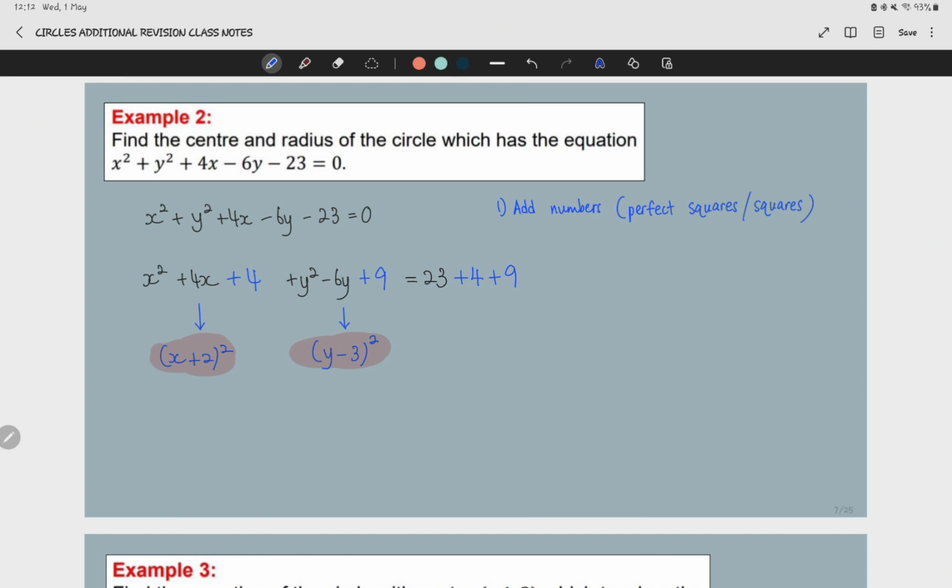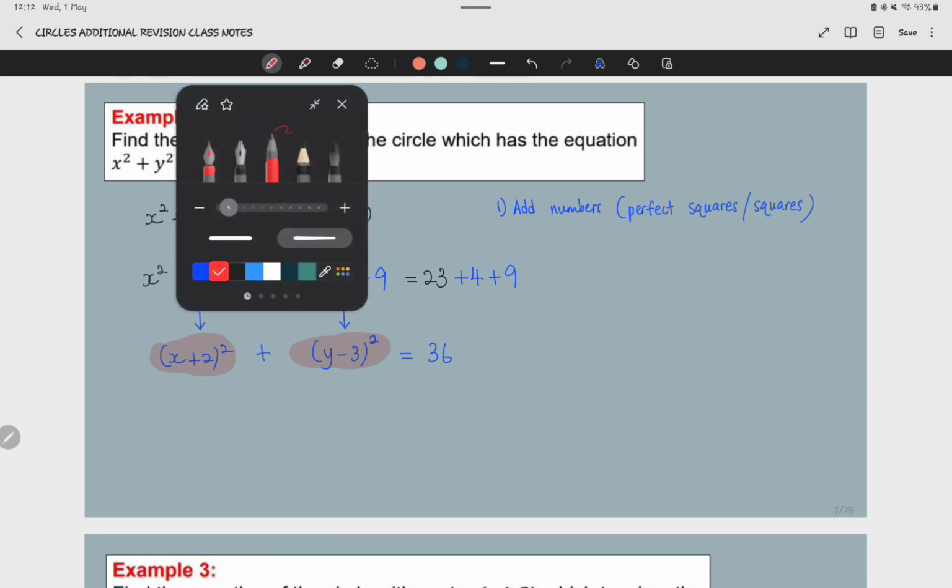Okay, now plus kat tengah lah, jangan lupa, equals to 23 plus 4 plus 9, get 36. Okay, sampai sini you already can get your answer. What would be your center?